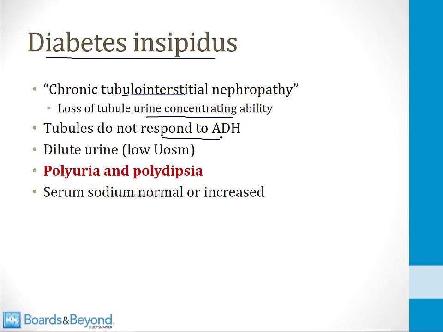As a result, lots of free water goes out in the urine, and the urine is very dilute with a low urine osmolarity. Because there's lots of urine being produced, the patient will complain of polyuria, and the polyuria will make them thirsty, so they will drink a lot and complain of polydipsia, meaning they're thirsty all the time. Now, in some cases, the loss of free water will increase the serum sodium. However, in many cases, patients drink enough to keep up with the free water loss, and in these cases, the serum sodium can be normal. So remember that a normal serum sodium does not exclude diabetes insipidus.